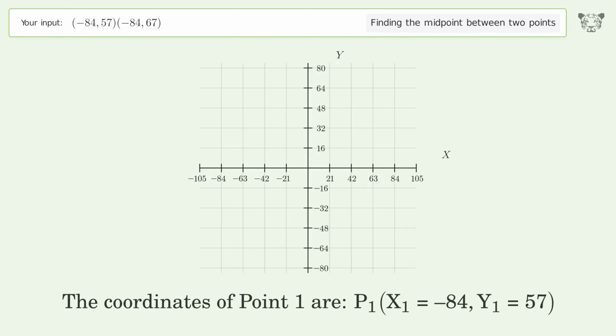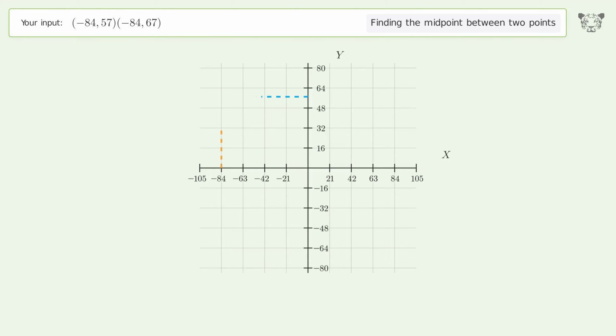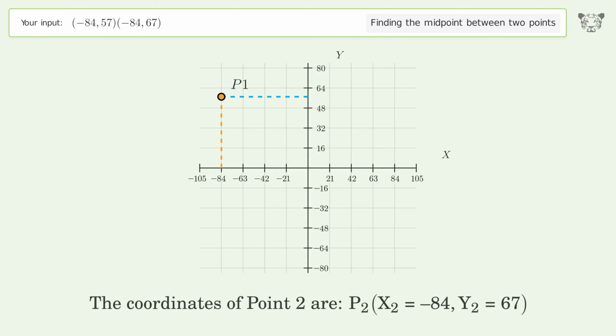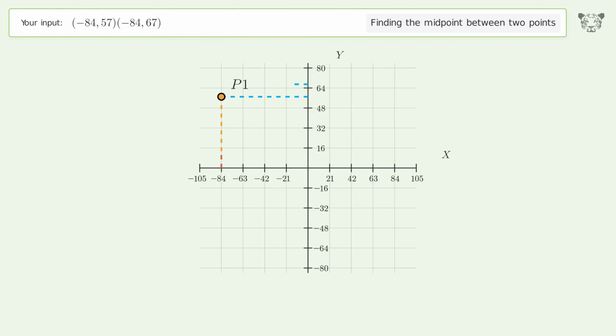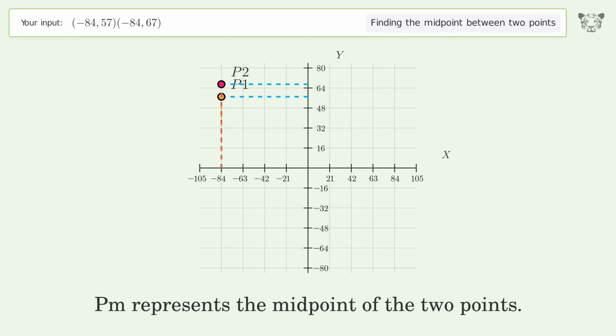The coordinates of point 1 are, x1 equals negative 84, y1 equals 57. The coordinates of point 2 are, x2 equals negative 84, y2 equals 67. PM represents the midpoint of the 2 points.